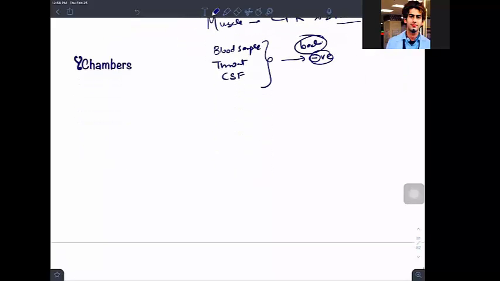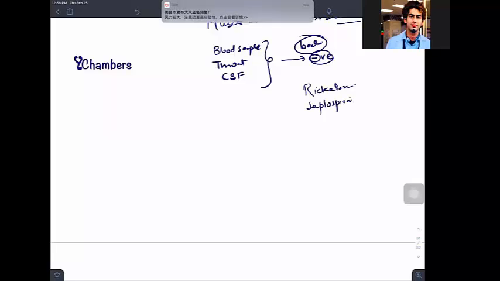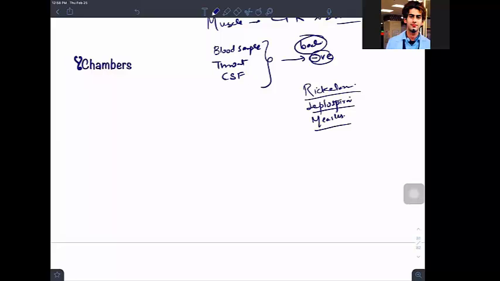For example, Rickettsia. There should not be presence of any rickettsial infection. There should not be any presence of leptospira. There should not be any presence of measles. So rickettsia, leptospira, and measles: there should be a negative serology. You should not have antibodies or components against these three infections in the body of the patient. Then only you can say that there is a TSS.